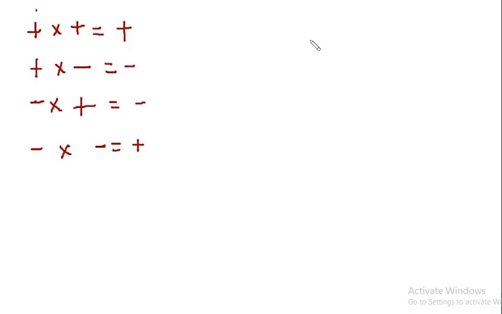So based on division, these same signs of addition and subtraction become, say we have plus divided by plus, it will be equal to plus. Or we have plus divided by minus, it will be equal to minus. If we have minus divided by plus, it will be equal to minus. If we have minus divided by minus, it will be equal to plus.